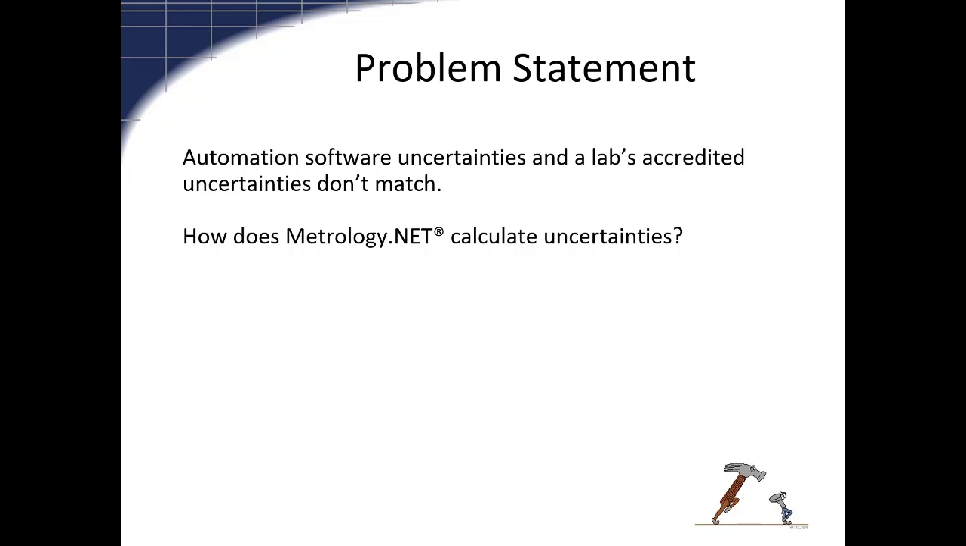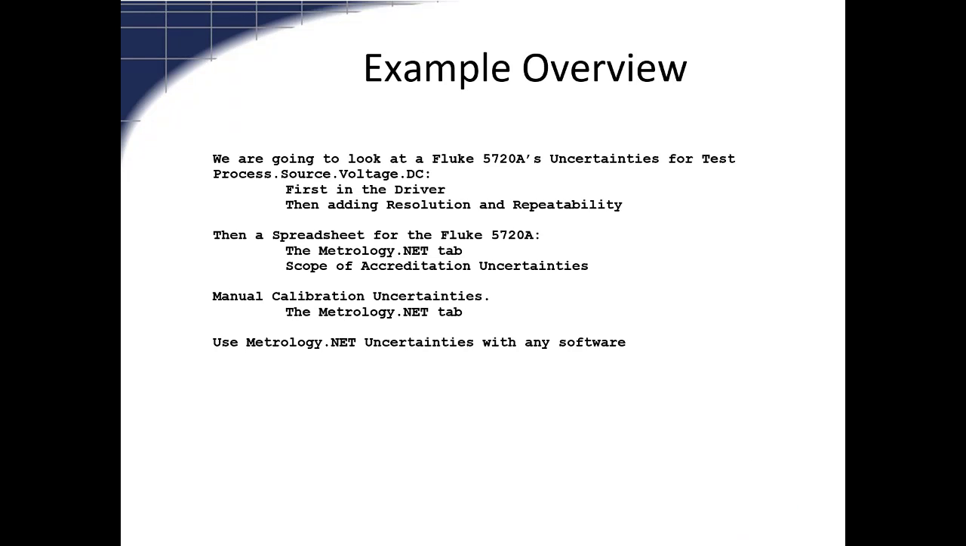So part of what we wanted to cover in this is to show you how metrology.net calculates its measurement uncertainties, and then how you can integrate the same scope of accreditation uncertainties into metrology.net, and those two things don't have to be separate. So we're going to look at Fluke 5720's measurement uncertainties and how they're put into the test process source volts DC driver. You can come back in and see how it's calculating its measurement uncertainties based on the manufacturer specifications, and then how we come back in and add resolution and repeatability, so we've got our total measurement uncertainty budget.